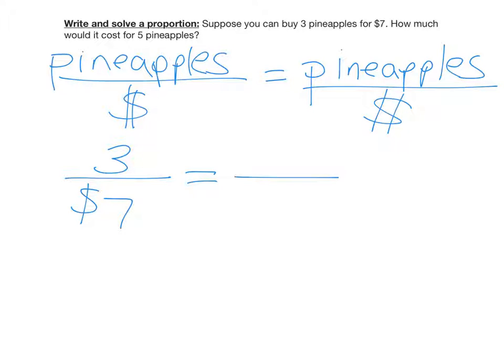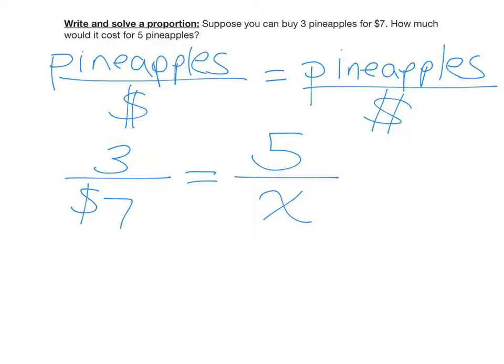Then my next ratio will have 5 pineapples. Again, notice that I have 3 pineapples on top and now 5 pineapples on top over an X amount of money because that's what the question is about. We don't know how much 5 pineapples cost, but that's what we're going to solve for.